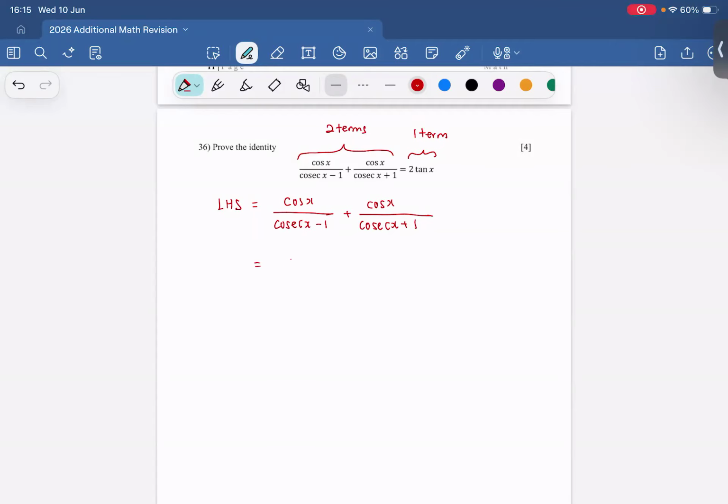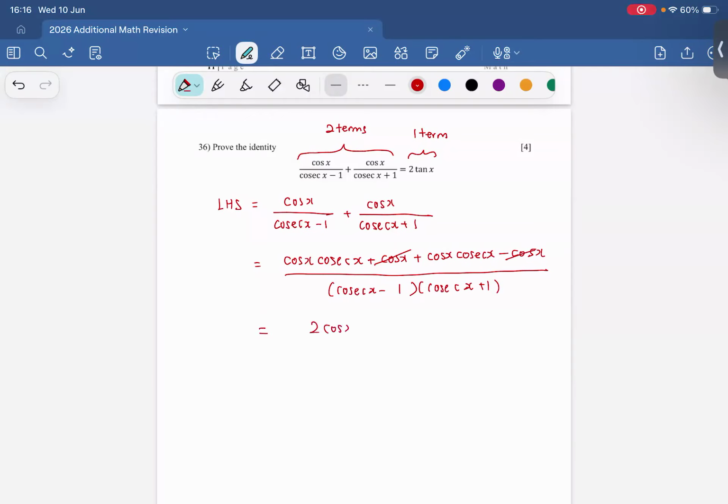Okay, so if you combine them together, you should have cosine x times cosecant x plus cosine x plus cosine x cosecant x minus cosine x over cosecant x minus 1 times cosecant x plus 1. So on top, if you simplify, you'll see that the cosine and cosine will subtract. You get 2 cosine x cosecant x. Below, if you expand, this is a minus b, a plus b, so you get a square minus b square.